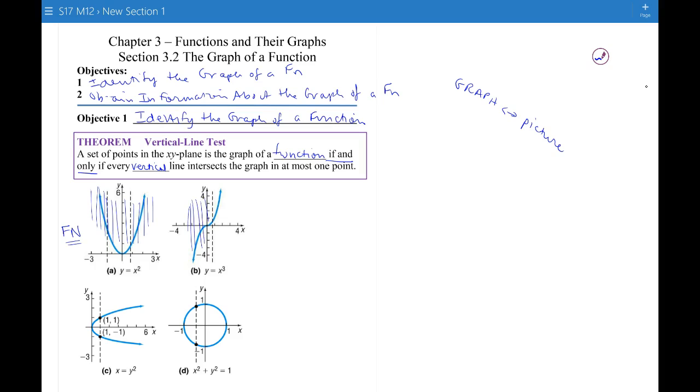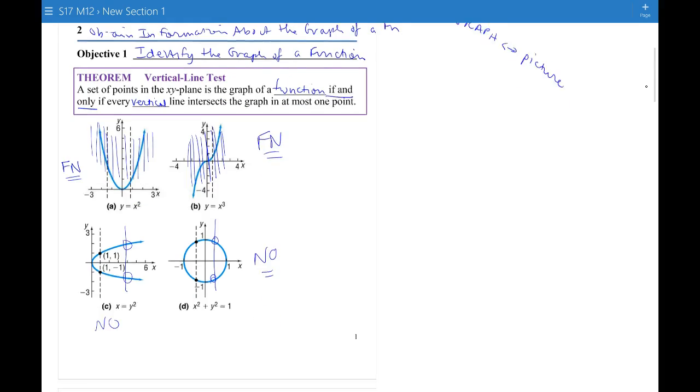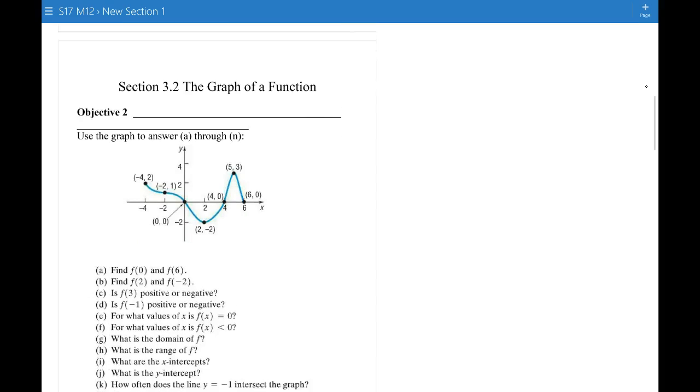So here's a graph of an equation. Every vertical line hits the graph only once, so this is a function. How about this one? No, I hit the graph twice in lots of places, so no for this one. So it's easy to see visually.